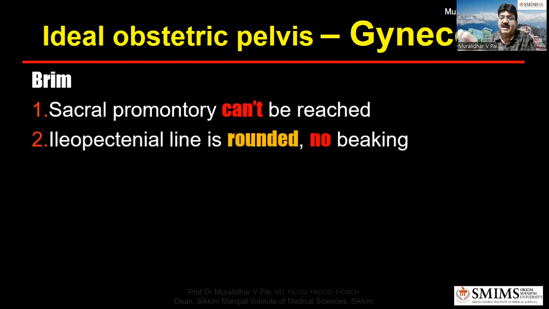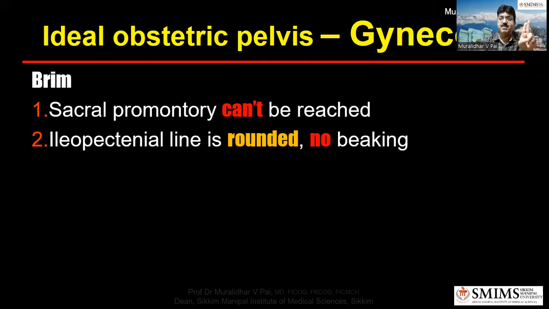The second point, as you are there, after that, see, I'm imagining the pelvis. You also should imagine the pelvis like that in the mind. You should always transform yourself into the clinical scenario. So from there, I just go all around, and that is called iliopectineal line. That has to be round. And I come to the front. There should be no beaking. For example, like this. If it is like this, this is beaking in the front. That is in the android pelvis. So it should be round. When it is round, there is no beaking at all.